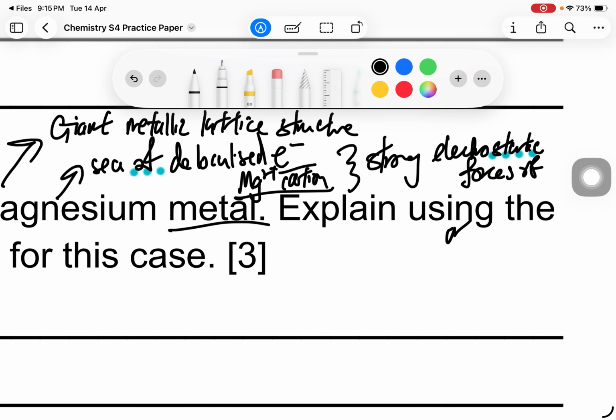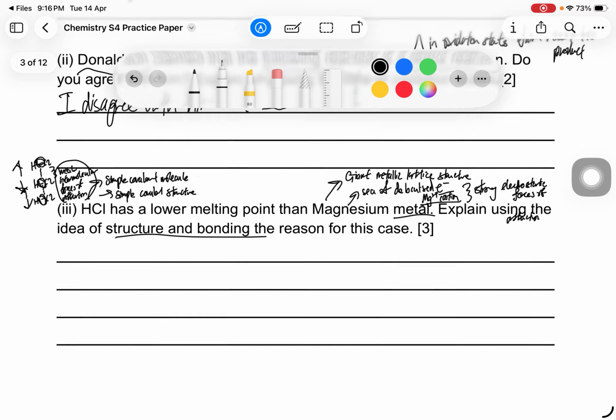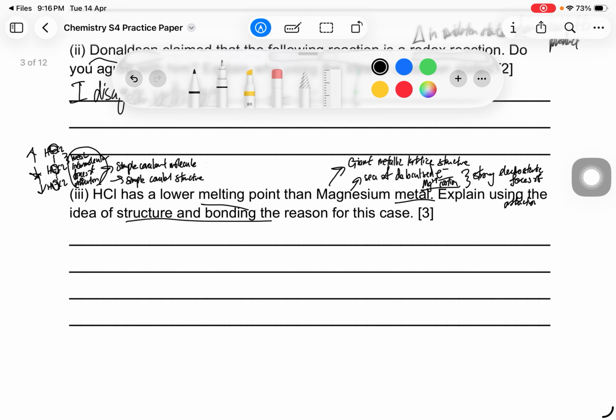forces of attraction. These strong electrostatic forces of attraction require large amounts of energy to overcome, and that is why its melting point is high, because a lot of energy is needed at a high temperature to overcome these bonds for magnesium metal to become liquid. So that is why HCl has a lower melting point than magnesium metal, and you need to encapsulate all your ideas in your answer here. Thank you, and see you on the next video.